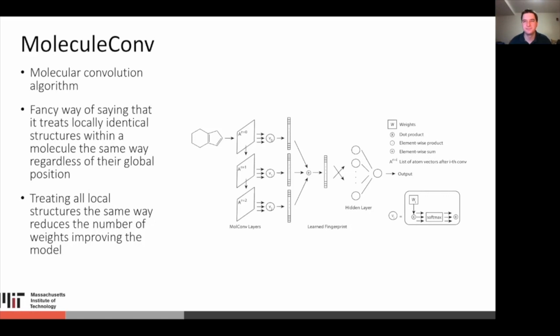So what we use is a graph convolutional network, and this is a fancy way of saying a neural network structure that treats locally identical structures within the molecule the same way, regardless of their global position. And this, in general, reduces the number of weights, and it tends to also improve results for the model.